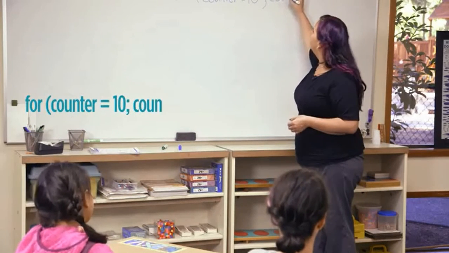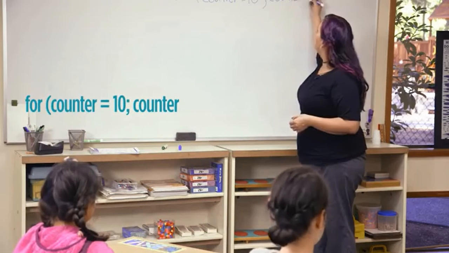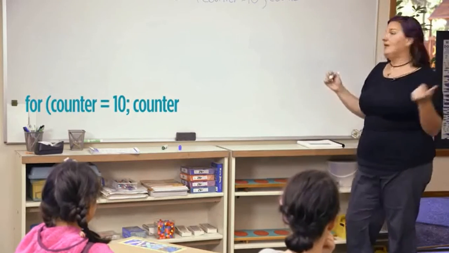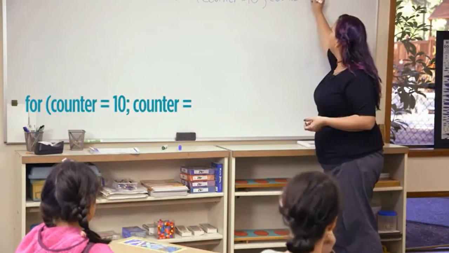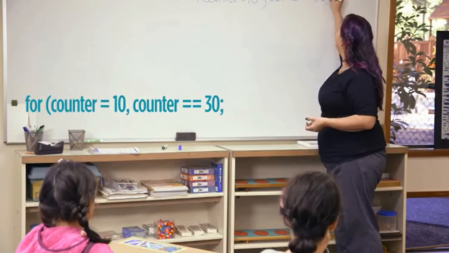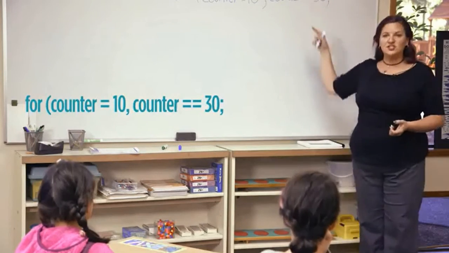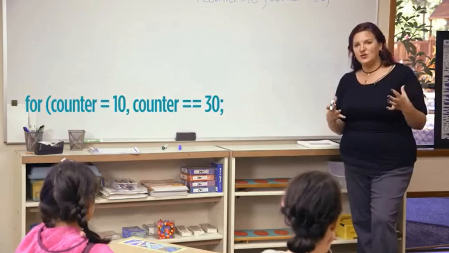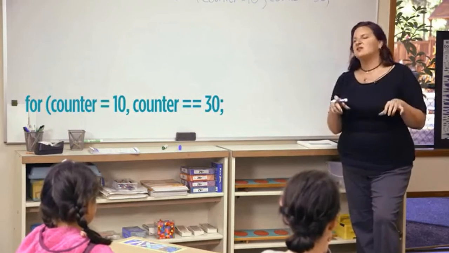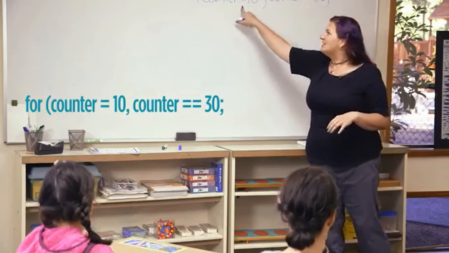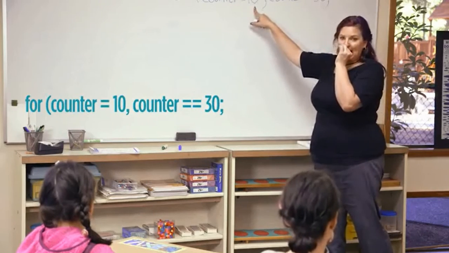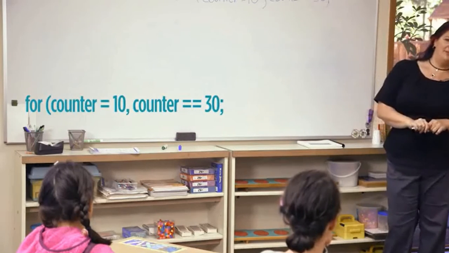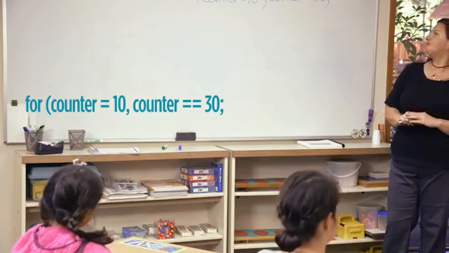And then, when do we want it to stop? At 30. Okay. So when the counter is equal to 30. Why did you write two equals? That's a very good question. What I'm doing now is called pseudocode, and it's kind of like what a computer would use, but more Englishy. When I do this, it means set that equal to 10. When I do this, it means compare to see if it's equal to 10. So it's two different kinds of equals.